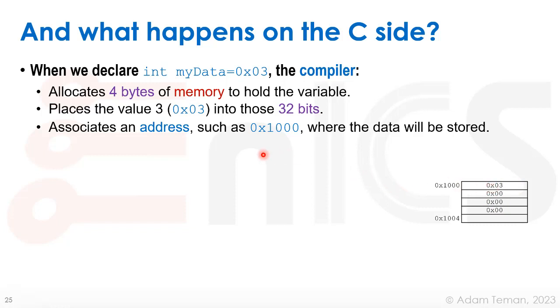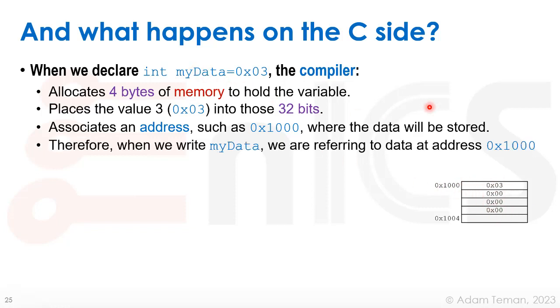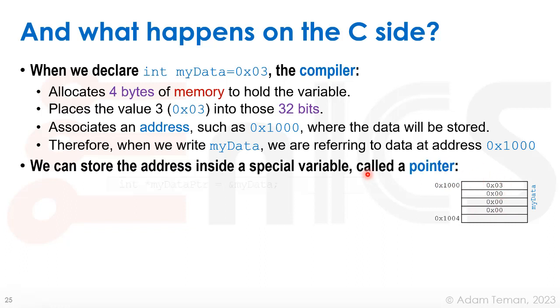And it's going to associate an address. Since it's stored over here, and the address of where it starts is 0x1000, that's going to be the address of this my_data variable. When we write my_data, we're actually referring to the data at address 0x1000. So when we write my_data in our code, we go to address 0x1000 and look at the data here, and we see that it's 000003.